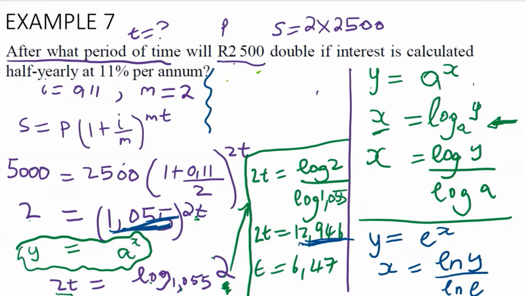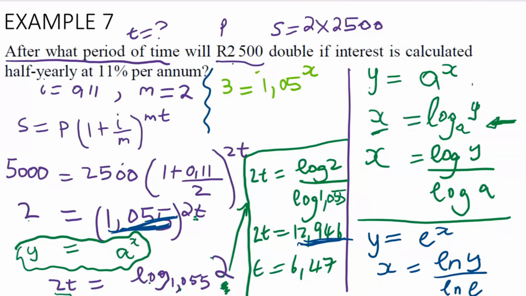Let's say you've got 3 is equal to 1,05 to the power, let's say x. I just want to use simple basic variables. So to solve for your x, you're going to have your x is equal to ln 3, and then you divide by ln 1,05. So that is the straightforward way with your log.